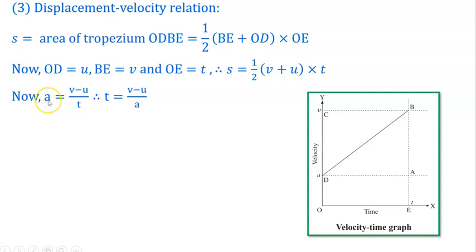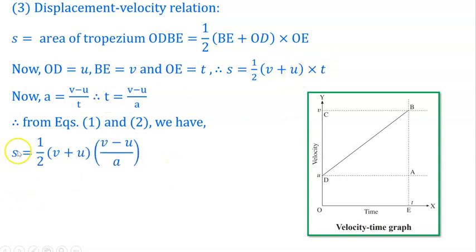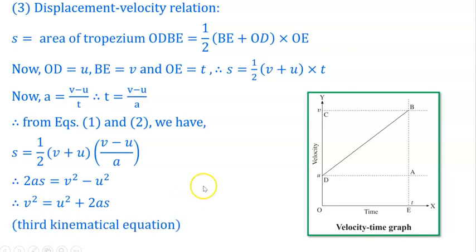Also, we know that a is equal to change in velocity upon time, means final velocity minus initial velocity upon time. Therefore, t is equal to (v minus u) upon a, and now we'll substitute the value of this t in this equation. Then you will get here s is equal to 1 upon 2 (v plus u) as it is, the value of t is (v minus u) upon a. Now the product of 2 into a, that is 2a, when it comes on the left hand side, it will multiply to s, therefore that will become 2as, and (v plus u) into (v minus u). a plus b into a minus b means a square minus b square. Similarly here, v square minus u square is equal to 2as, and hence v square is equal to u square plus 2as. And this is the third kinematical equation.